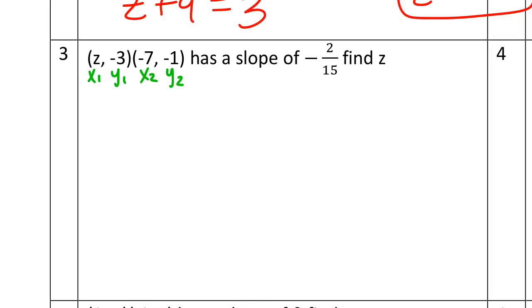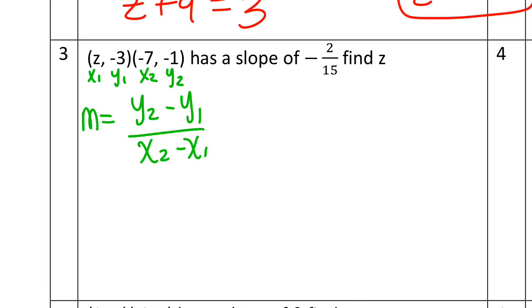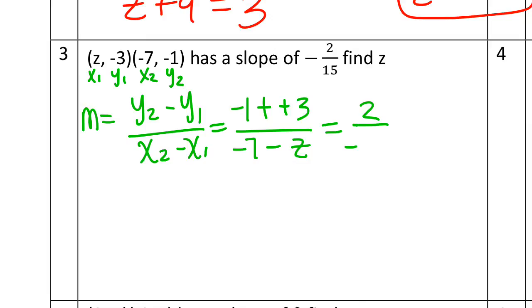I'm going to write down my formula. M equals y2 minus y1 over x2 minus x1. I'm going to start to plug it in. Negative 1 minus negative 3 over negative 7 minus z. Keep flip change at the top. That gives me 2 over negative 7 minus z.